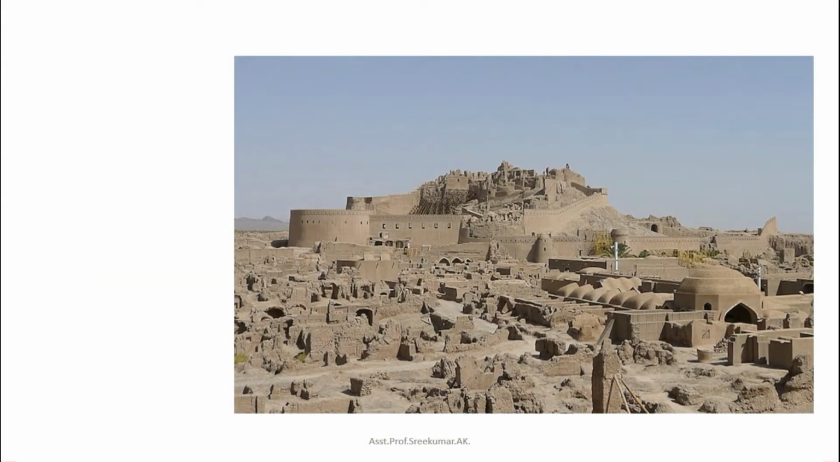Now take a look at the image on screen. This is the largest Adobe building in the world, located in Bam, a city in southeast Iran. It's listed by UNESCO as a part of the World Heritage Site, Bam and its Cultural Landscape. The entire building was a large fortress containing the citadel.